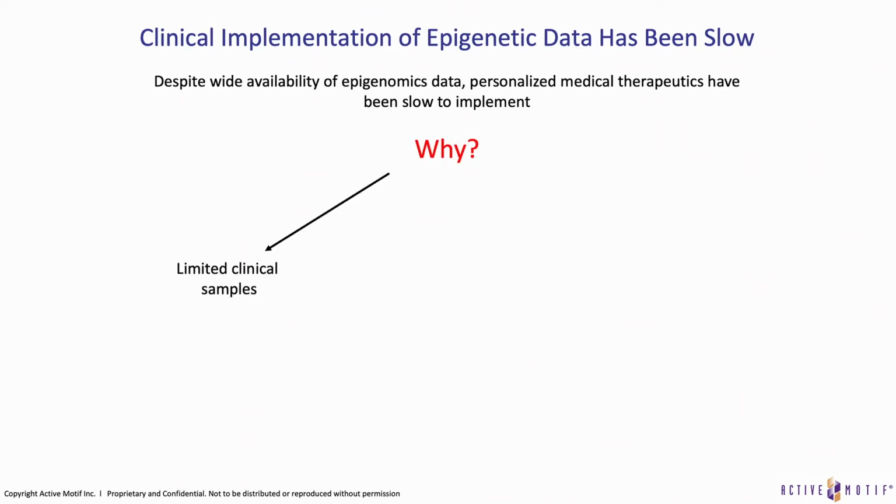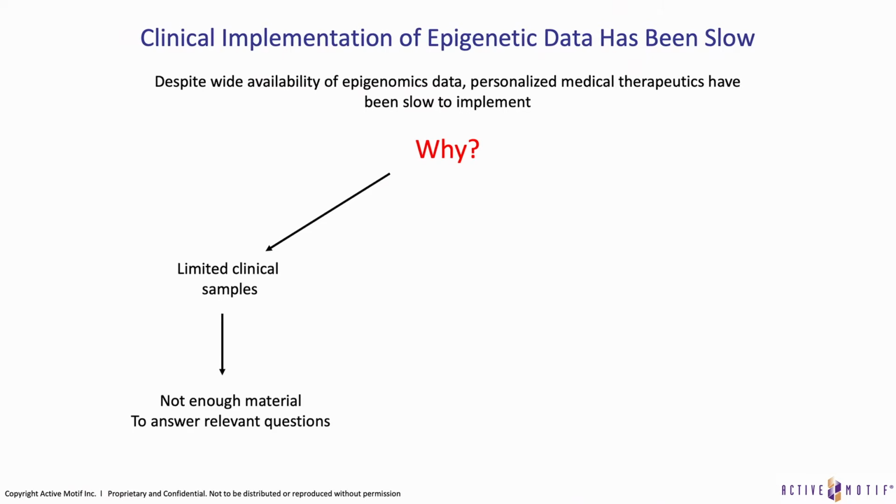First of all, there's sometimes very limited clinical samples. A lot of these disease states, you need to get large numbers to make conclusions on a population level, and you can only get so much tissue or material from vulnerable populations. And as a result, there's often not enough material to answer relevant questions.